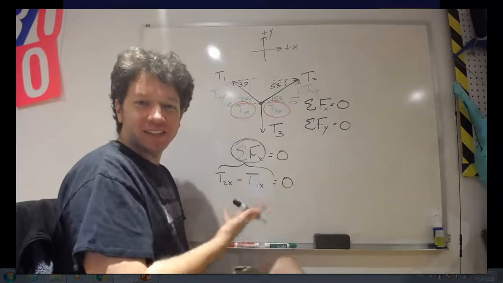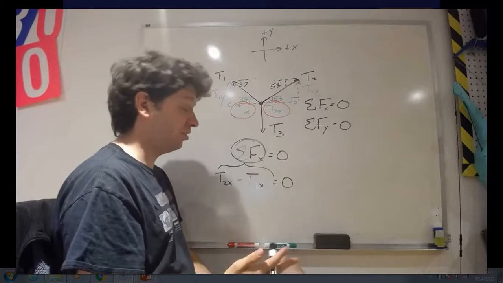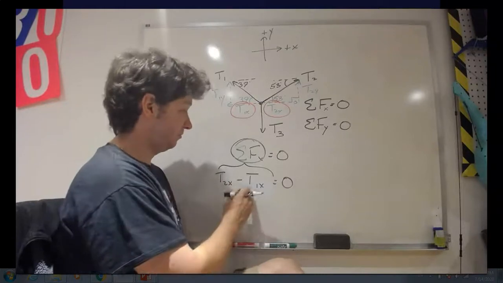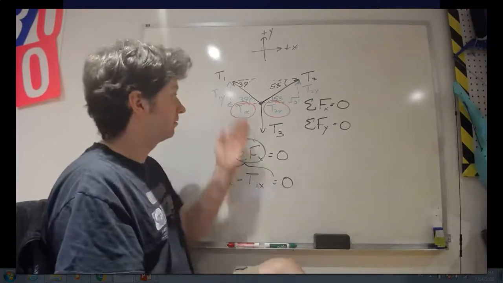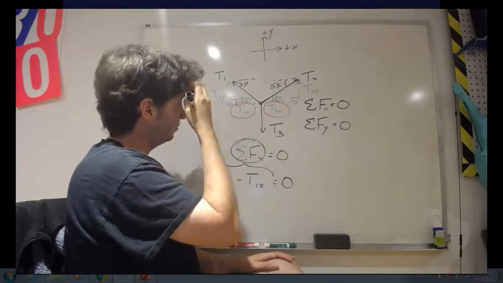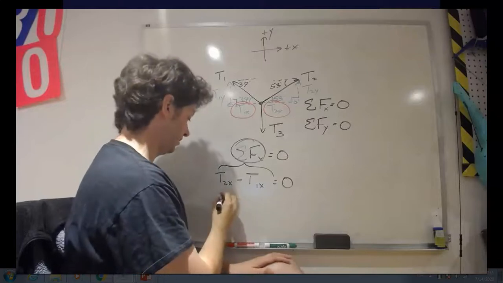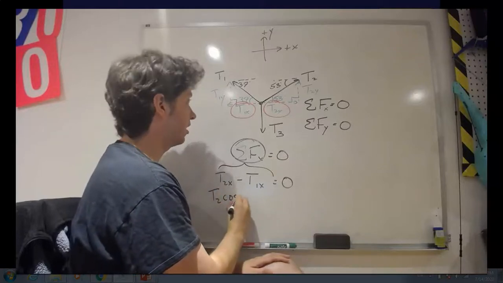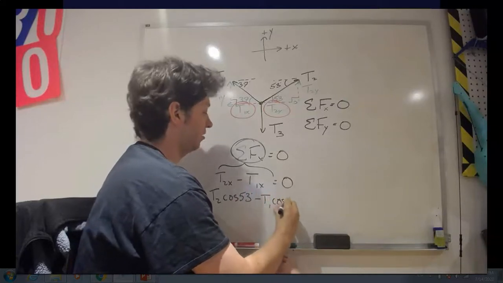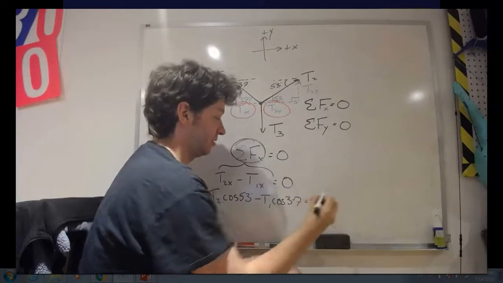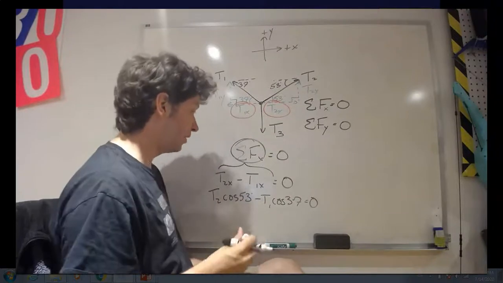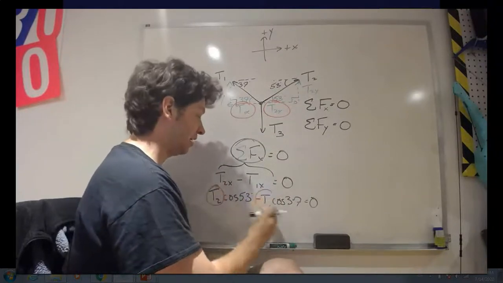Now I don't need to leave it as t1x and t2x, since I'm not looking for t1x or t2x, I'm looking for t1 or t2. So I can write t1x in terms of t1, using our trig ratios, because these are right angle triangles. So t2x I can write as t2 times the cos of 53. t1x is t1 times the cos of 37, which equals 0. But now I truly am stuck, because I have one equation with two unknowns, t2 and t1.